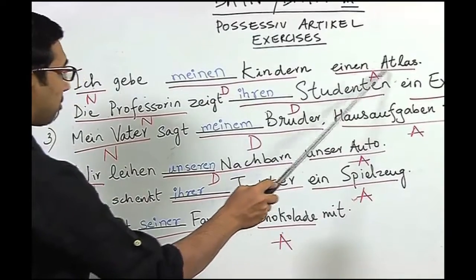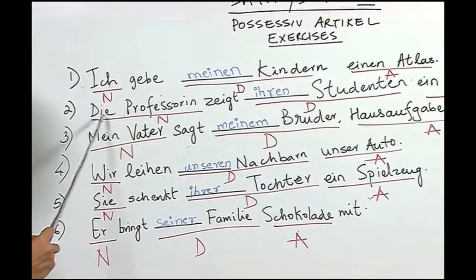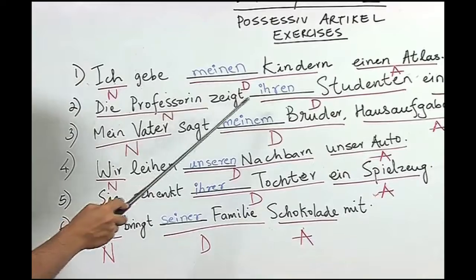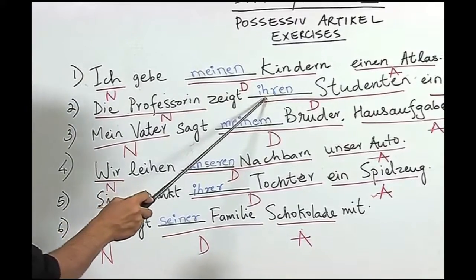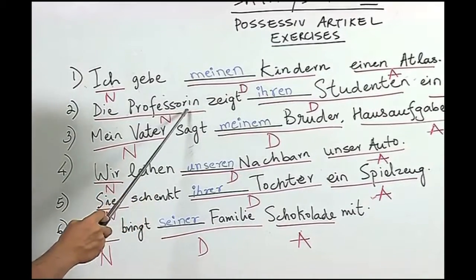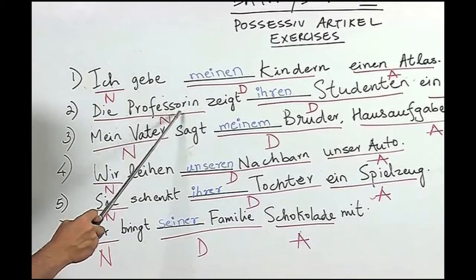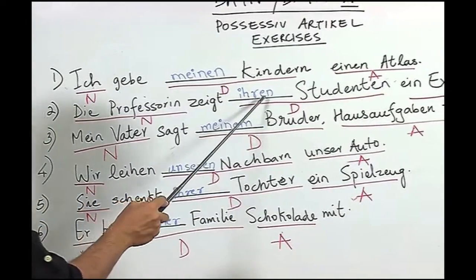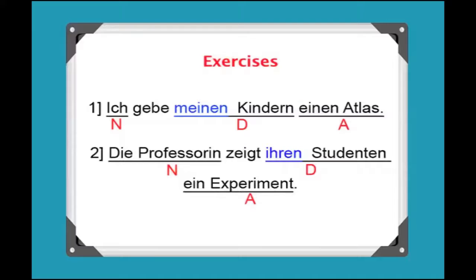In the second sentence, the student correctly wrote the possessive article of dative here, ihren, deducing it from the noun die Professorin, which is sie, which takes the possessive form ihren. The other student correctly marked the nominative for the subject, ihren Studenten as dative and ein Experiment as accusative.